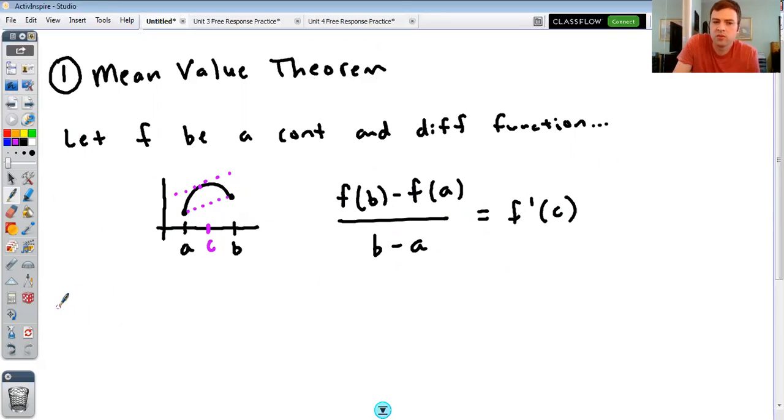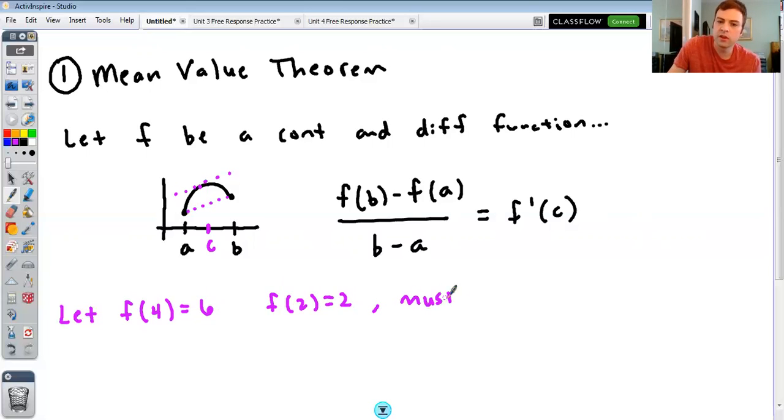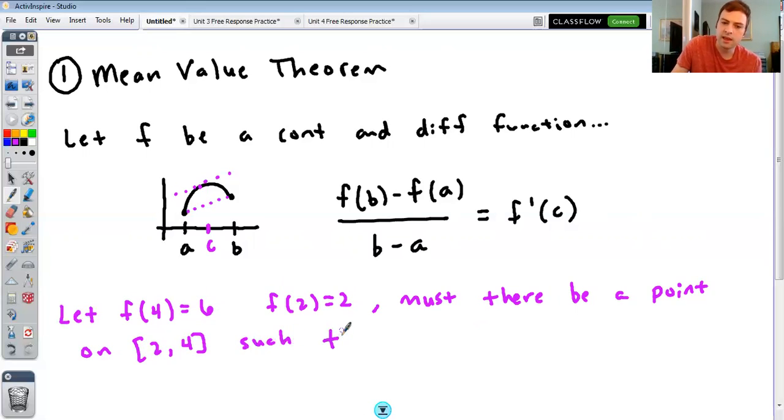But one I want to stress in this video is, let's say you do have a continuous and differentiable function f. Let's say I tell you that f of 4 is equal to 6 and f of 2 is equal to 2. Must there be a point c on 2 to 4 such that f prime of c is equal to 2?